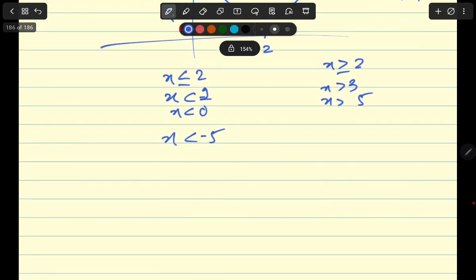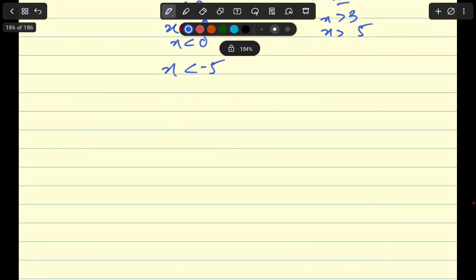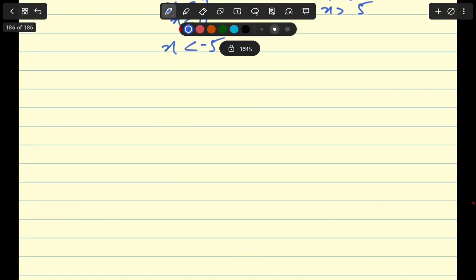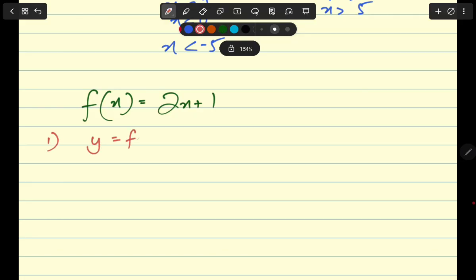Okay, now inverse will exist. Now, how do you find the inverse? So first of all, let us first do how we actually find an inverse. So for example, you're given f(x) is equal to 2x plus 1. So first thing that we always do is remember these four steps. Number one, you put y equals to f(x).